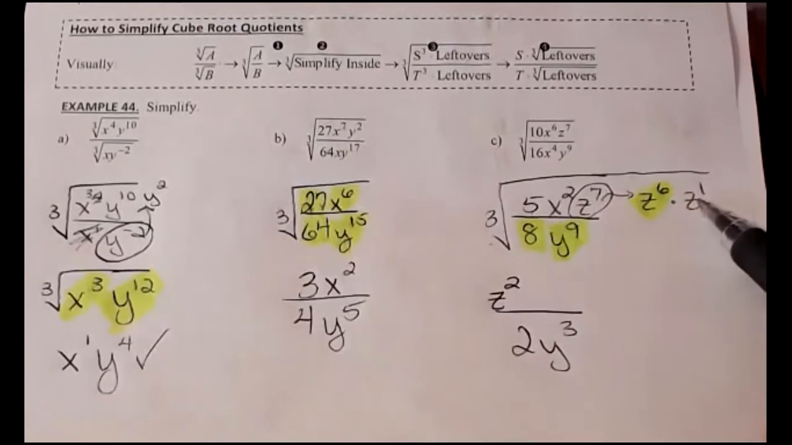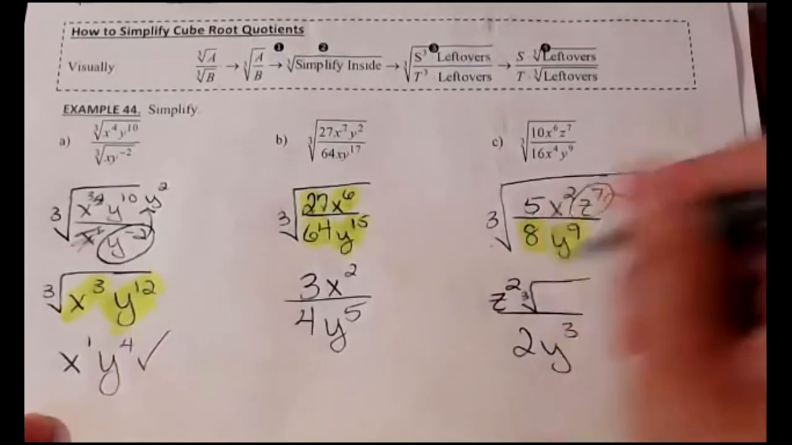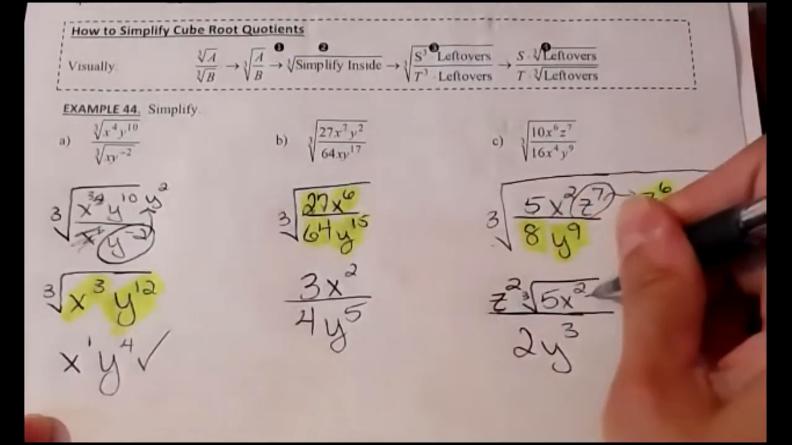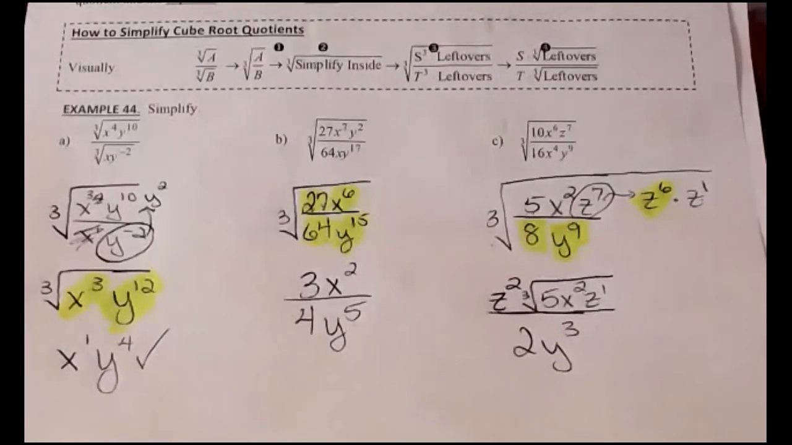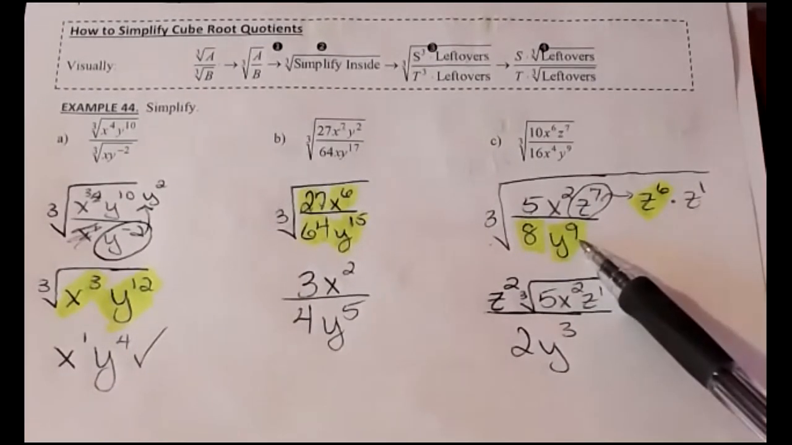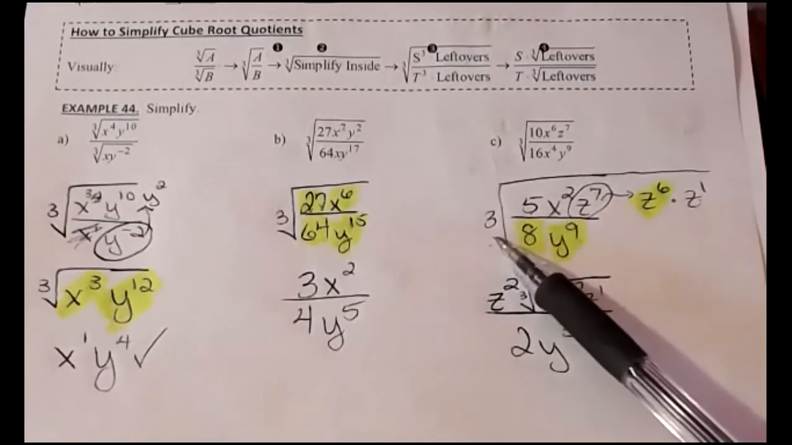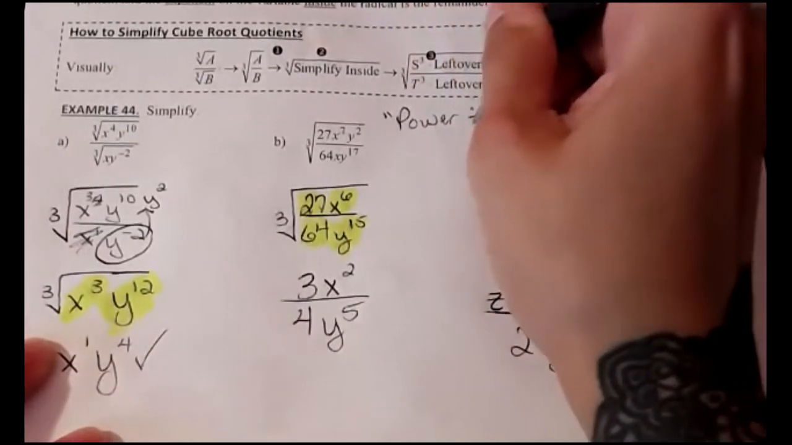All of the rest of this stuff, the 5, the x squared, the z to the 1st, we cannot break that down anymore. So in my numerator, I'm going to leave 5 x squared z to the 1st all under the cube root sign. And now we're done. So 9 is a perfect cube. Yes, because it's a power. So think of this as being able to divide this power by the root. Power divided by root. Always say that, James, that's going to be huge. Always say power divided by root.